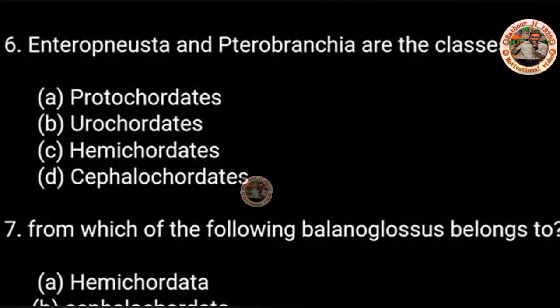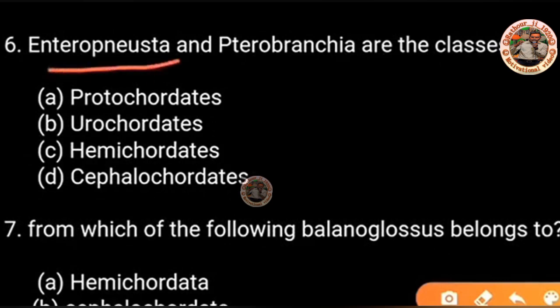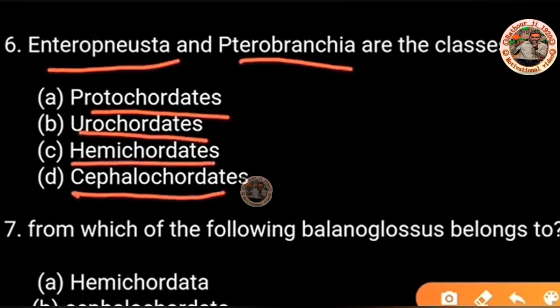Question 6. Enteropneusta and Pterobranchia are the classes of protochordates, urochordates, hemichordates, cephalochordates. So the correct answer is option C, hemichordate. The example of Enteropneusta is Balanoglossus, and the example of Pterobranchia is Rhabdopleura. Both are hemichordates.